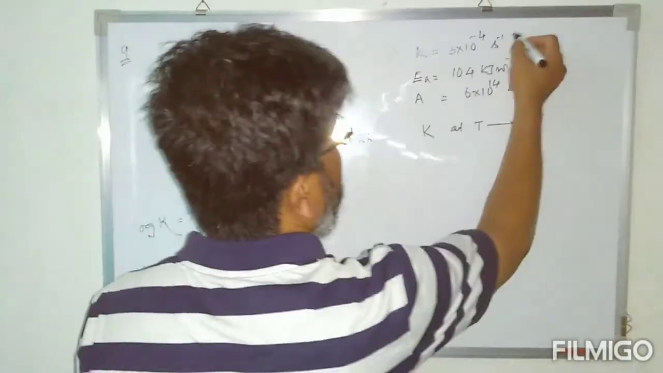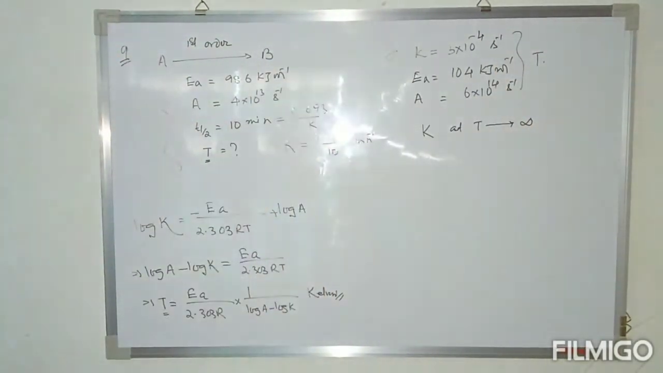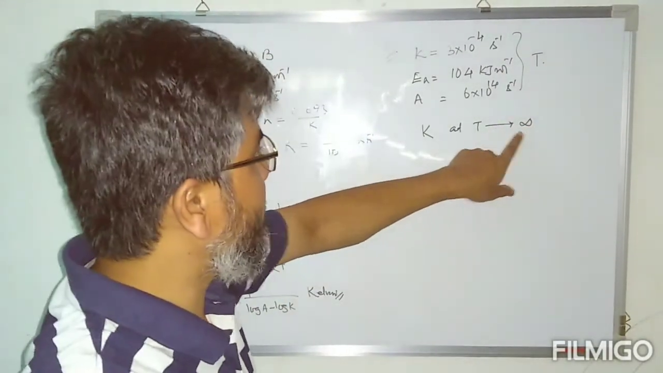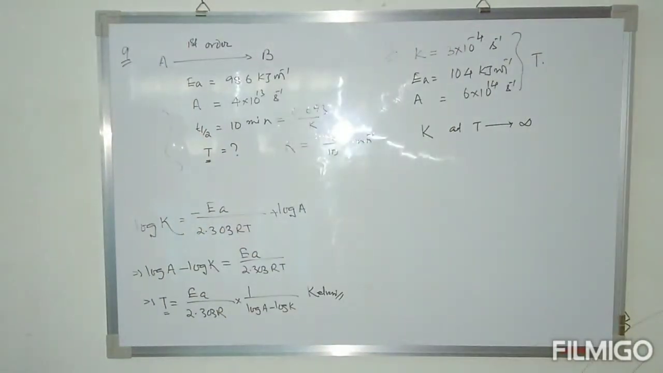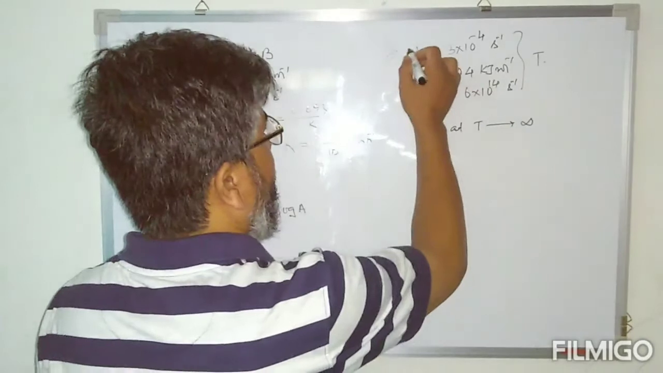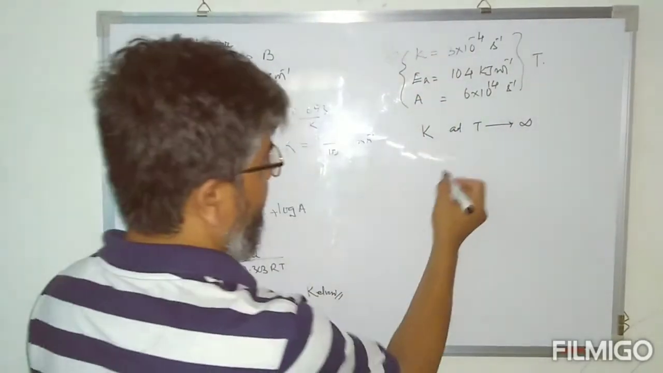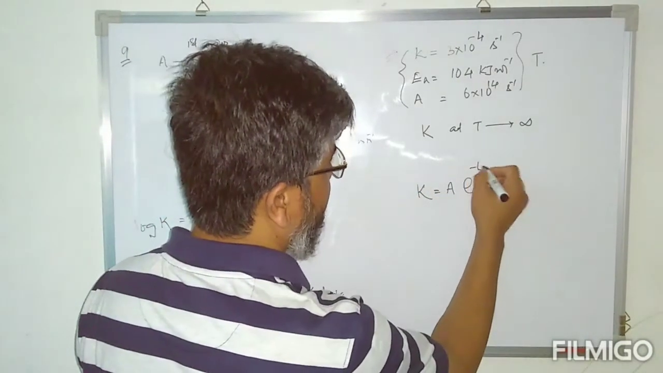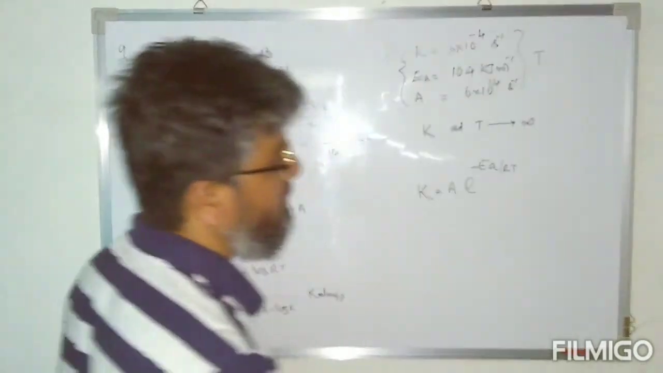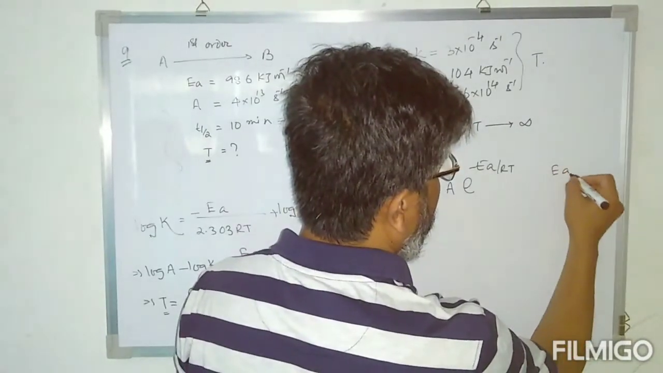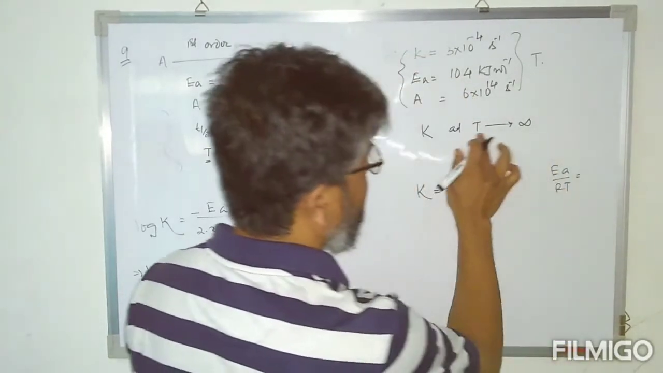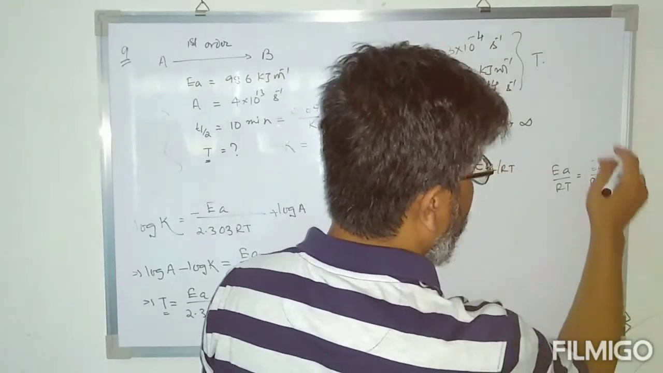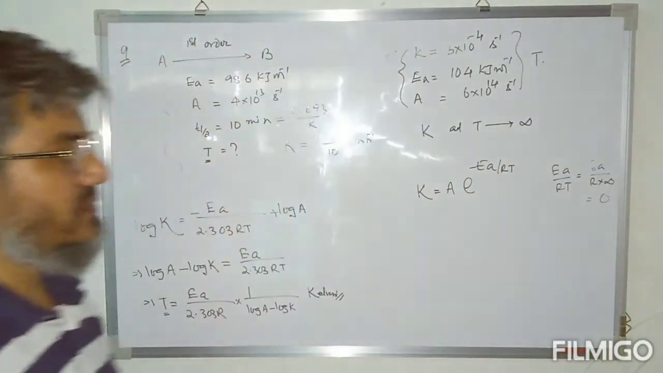That means at a given temperature, we have these characteristics. Now we are increasing the temperature to a very large value, that is infinity. So at this infinity, what is the value of rate constant K? Again we have to use the Arrhenius equation. The Arrhenius equation says K is equal to A exponential minus Ea by RT. As temperature tends to infinity, we have Ea by R into infinity. Something by infinity is 0.